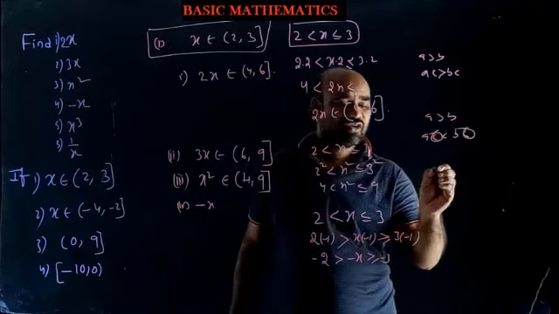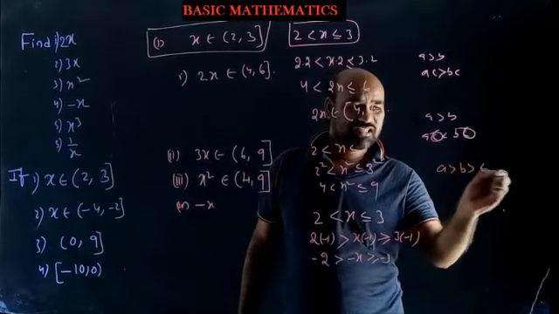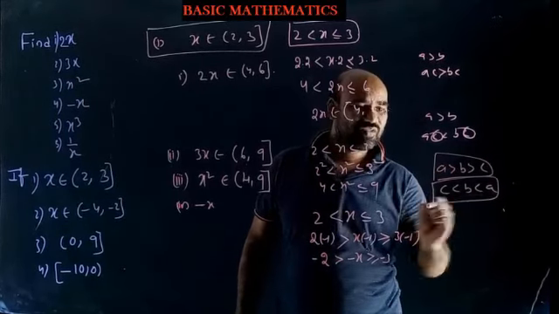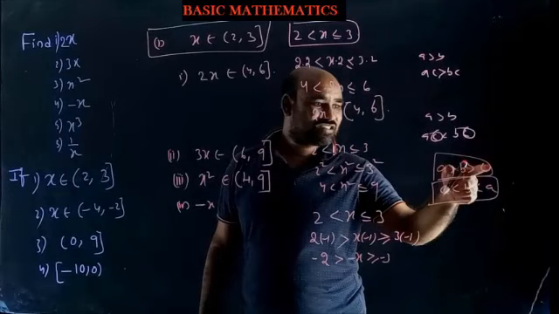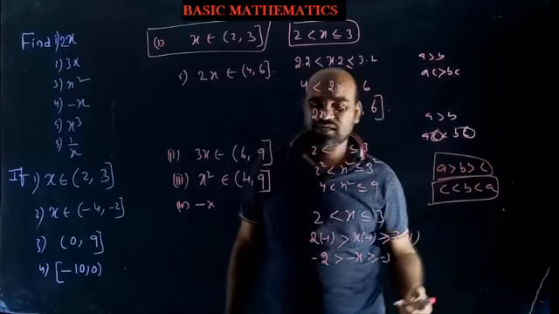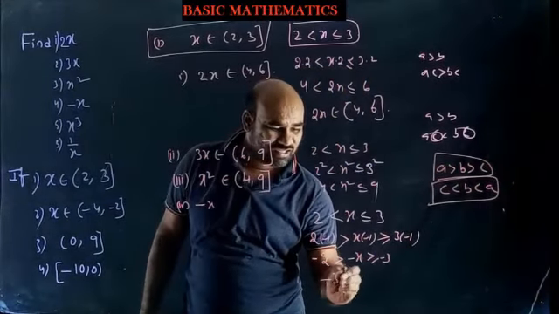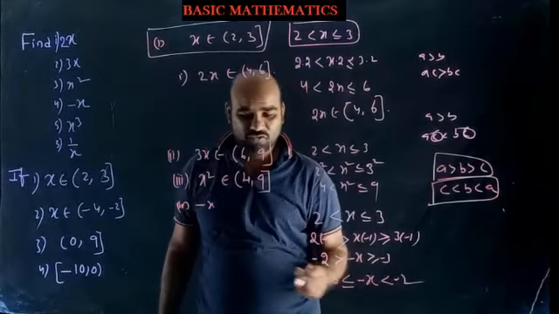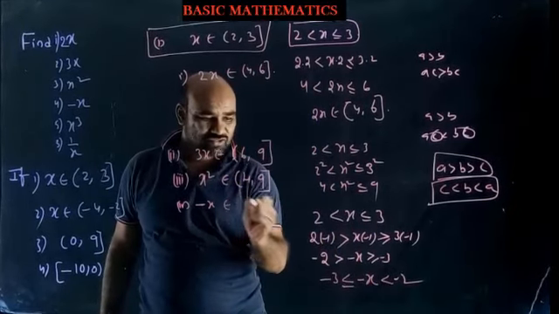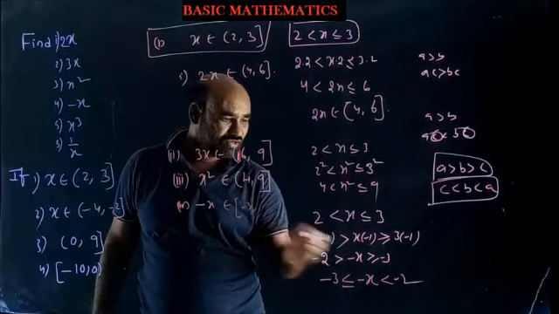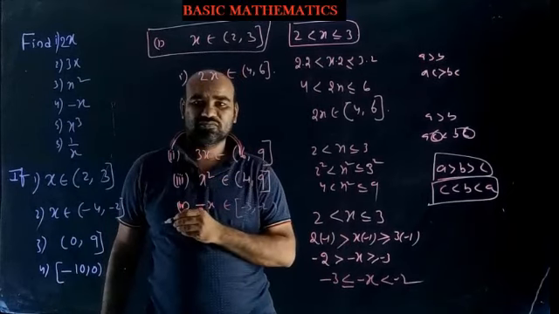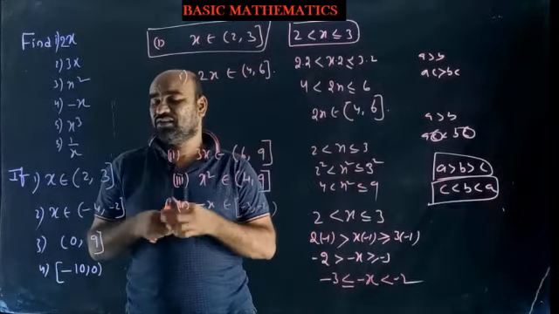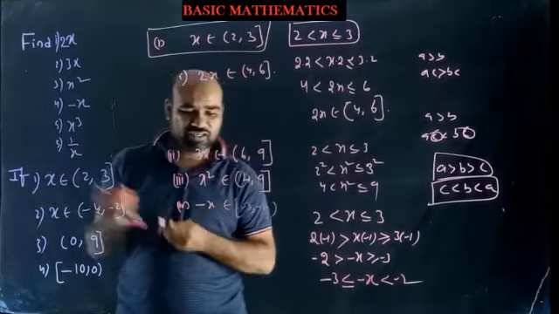Important note: A > B > C is the same as C < B < A. Both are the same. That's why I can write minus 3 ≤ minus x < minus 2. Therefore, minus x belongs to closed minus 3 to open minus 2. Don't get confused. So minus x is completed.